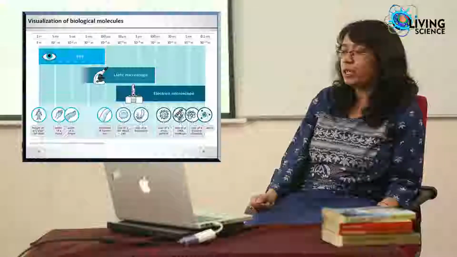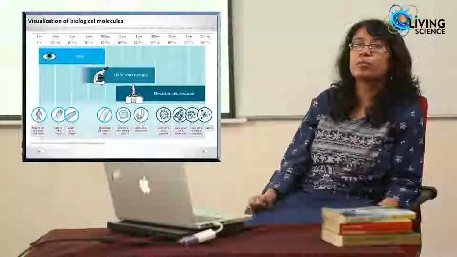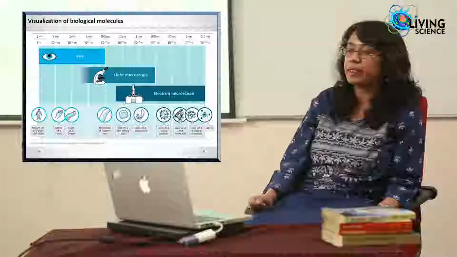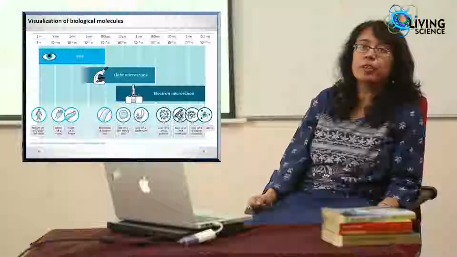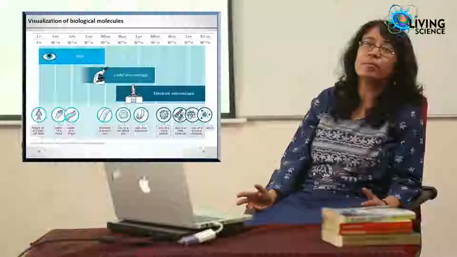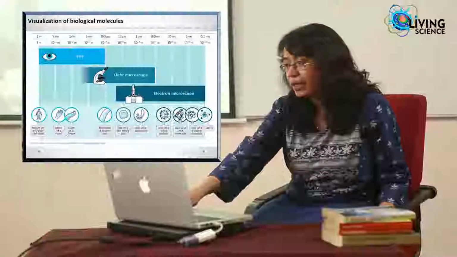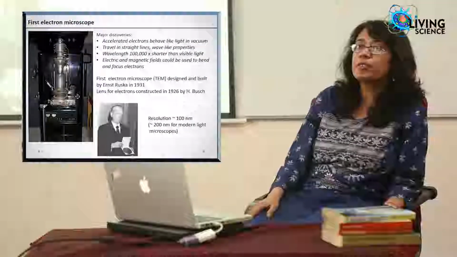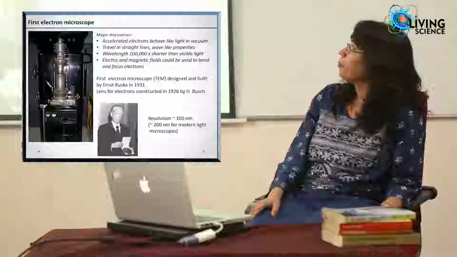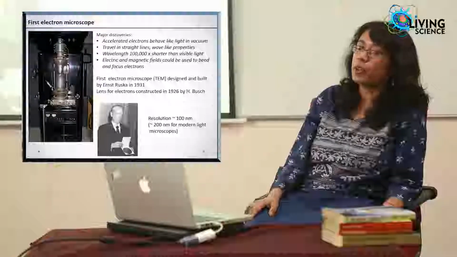And obviously, since these are very small molecules, we are talking about material in the small nanomolar range or even smaller than that. For visualizing them, we require some illumination source with a wavelength at least 1 million times lower than that of visible light. So for this purpose, the first electron microscope was developed, and it was designed by Ernst Ruska in 1931.